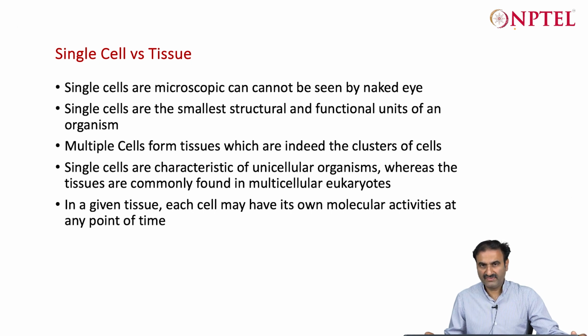So basically a single cell is the smallest entity, microscopic, cannot be seen by the naked eye, and when they combine they form tissues. In bacteria you may have a single cell, or you can have a cluster of cells called biofilms, right? Generally single cells are characteristic of unicellular organisms, but when they accumulate they have also formed multicellular organisms, like eukaryotes, right?